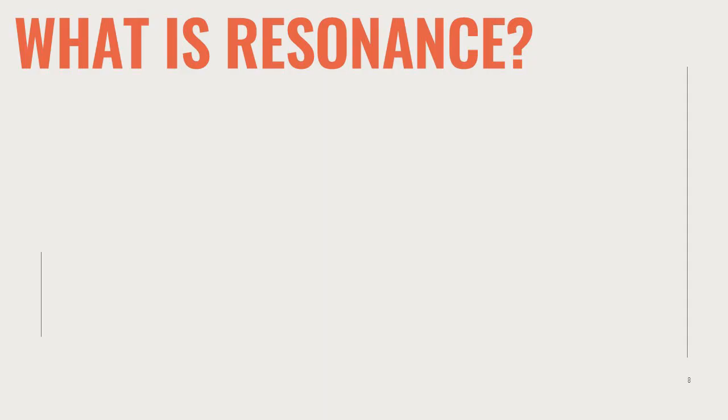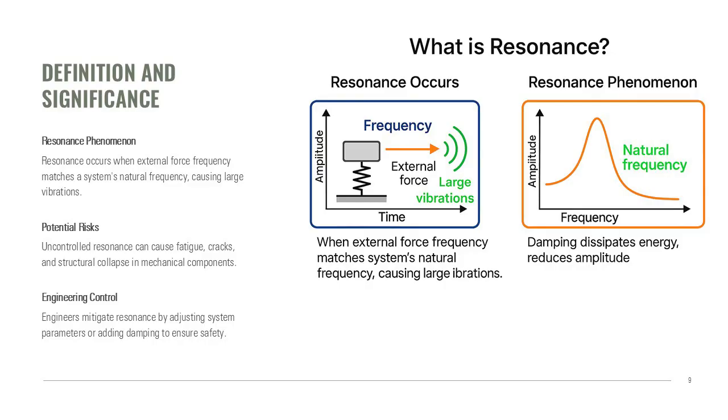What is resonance? Definition and significance. Resonance occurs when the frequency of an external force matches the natural frequency of a system. This causes large amplitude vibrations, which can lead to damage or failure. Key points of resonance: every system has a natural frequency. External periodic forces, such as rotating machinery imbalance, can excite resonance. Damping reduces resonance effects but cannot eliminate them completely.